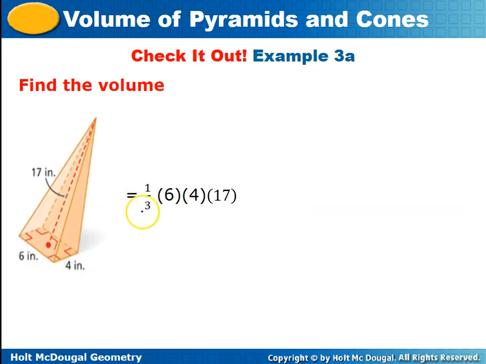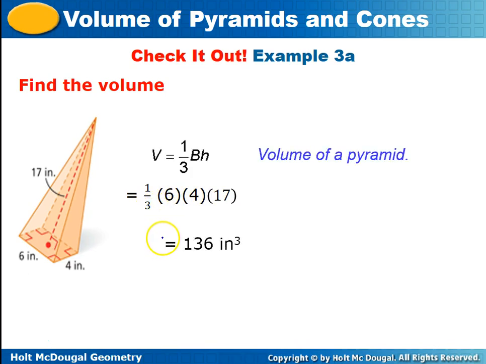All right, so this next one, again, we've got 6 times 4, that's our base. Our height is 17. 6 times 4 times 17 divided by 3, that's going to give us 136 inches cubed.